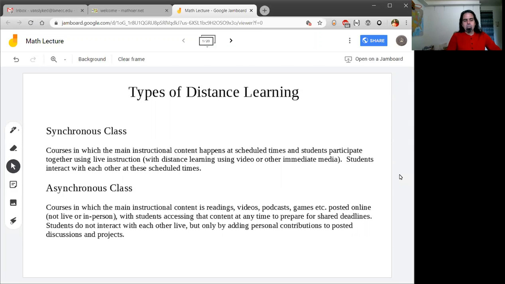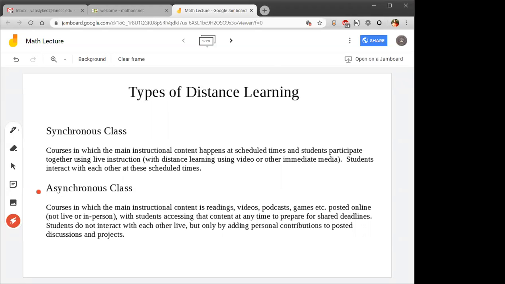An important part of a synchronous class is that students are interacting with each other at these scheduled times. It's not just that you are taking in some lecture format kind of thing, it's that there's a chance that you can interact with each other as well as with the instructor and the content. Good so far? Okay, yep.